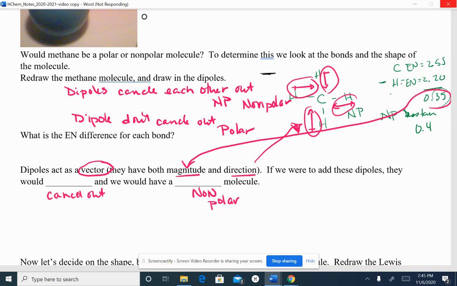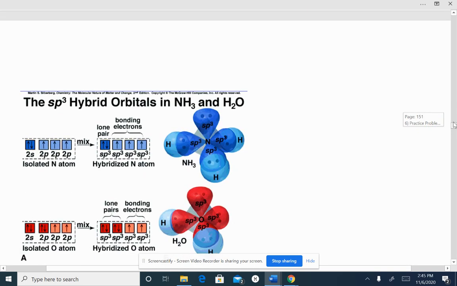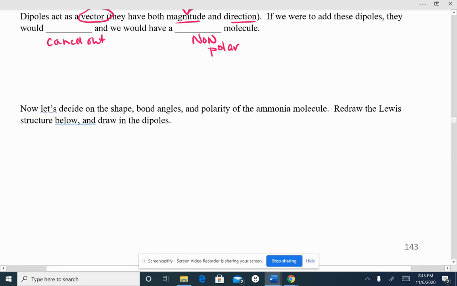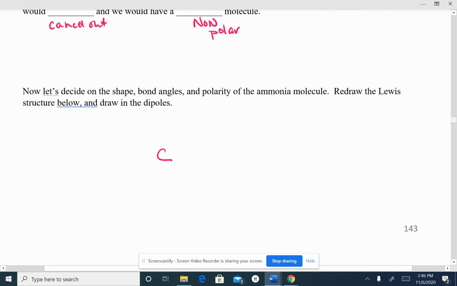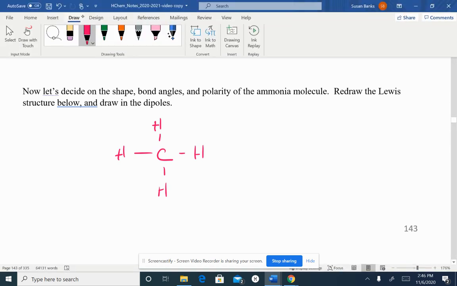Now, let's see. I would like to scroll down. Okay, now we drew in the molecule of methane. We want to draw in the dipoles.